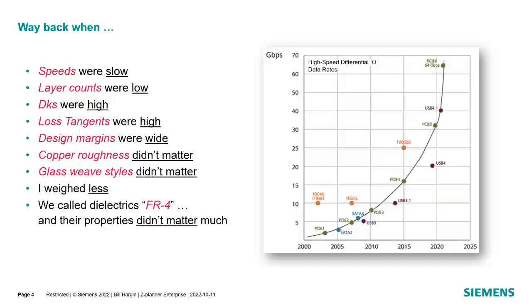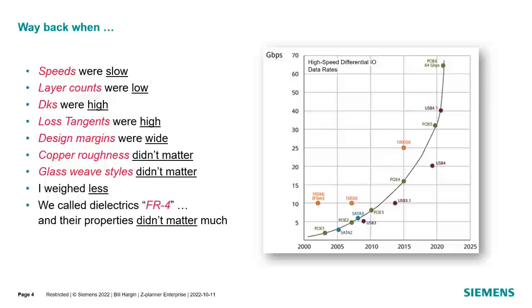I'm showing over on the right kind of the exponential curve of the last 20 or so years. You can see a very clear exponential trajectory. The vertical axis is gigabits per second, and the horizontal is the year. But you can see a pretty clear trajectory of PCI Express with these green dots going from under 5 gigabits per second to 64 gigabits per second for PCI Express 6. And you can see similar trajectories for the USB standard and also for Ethernet.